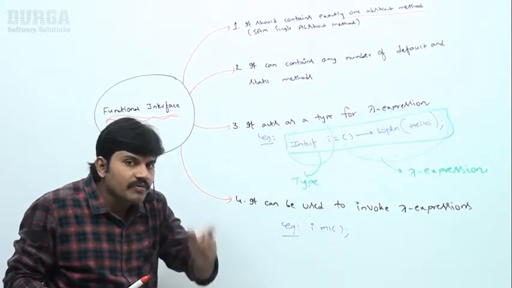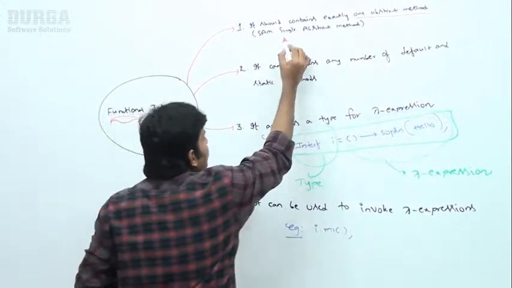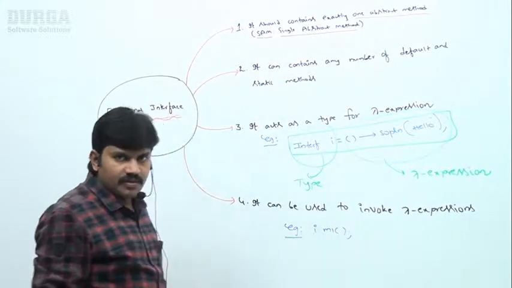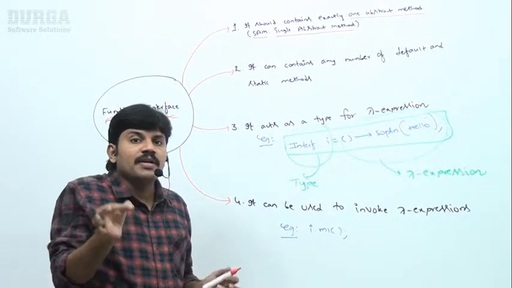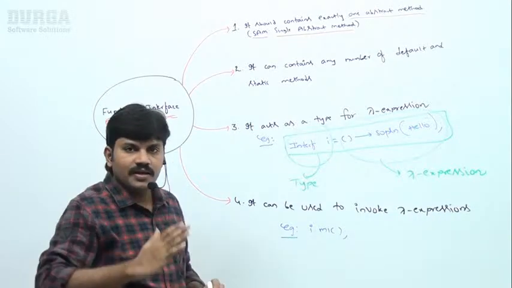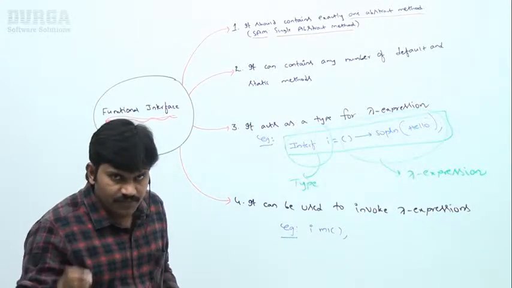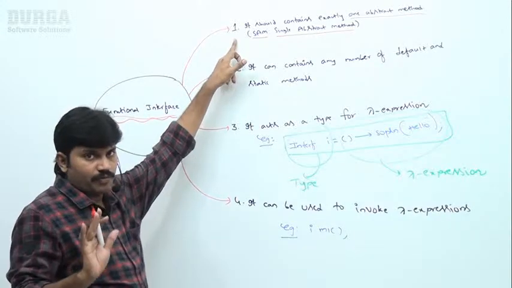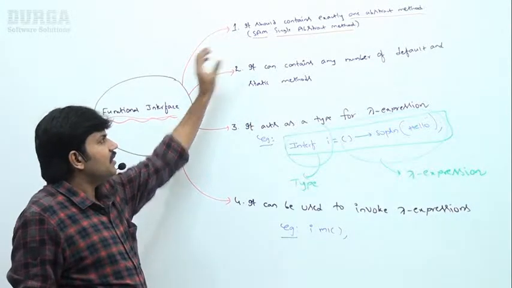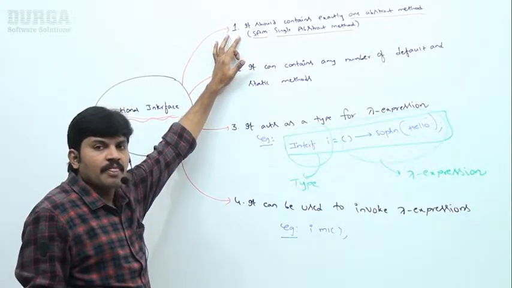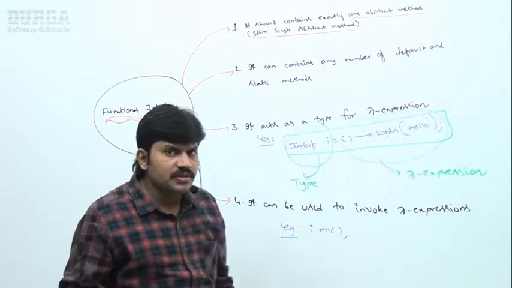Sir, exactly one abstract method is nothing but a single abstract method, which is also known as SAM. That's why a SAM interface is nothing but a functional interface. Single abstract method interface is nothing but what? Functional interface, right? Is that clear for all of you? First one. Next, sir, it should contain exactly one abstract method. But what about default methods and static methods?